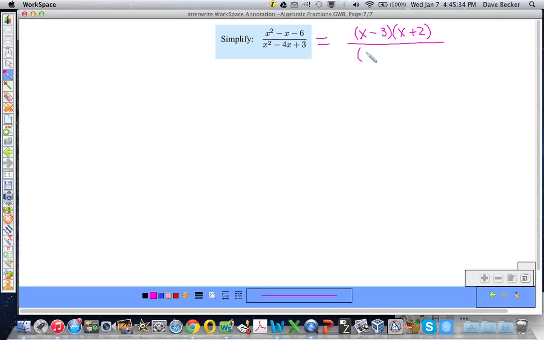Over, this factors into x minus 3 times x minus 1, right? Okay, check it out. A negative 3 times a negative 1 is a positive 3. And then the outside and inside terms combine to give me negative 4. Looky, looky, I got multiplication, same thing over the same thing. Those cancel because the same thing over the same thing is equal to 1. And I'm left with x plus 2 over x minus 1. So, there you go. Hope you enjoyed it.